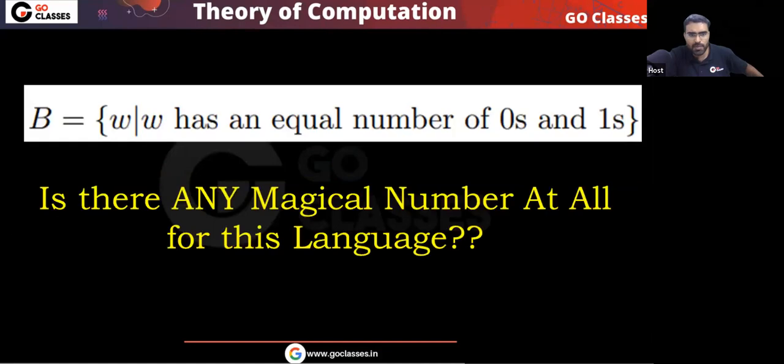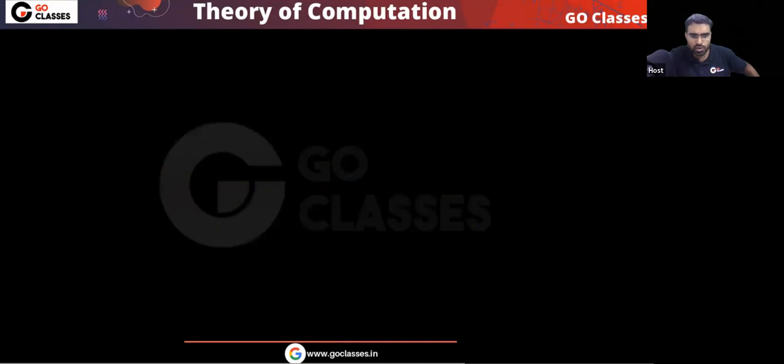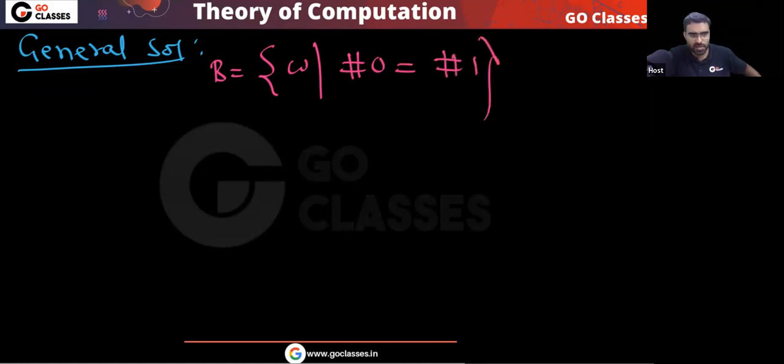Now you tell me, just directly, will any P work? Is there any number which will work? Let's see the general solution. Now I will give you the general solution directly. You know your language. Your language is number of 0s equal to number of 1s. This is your language.